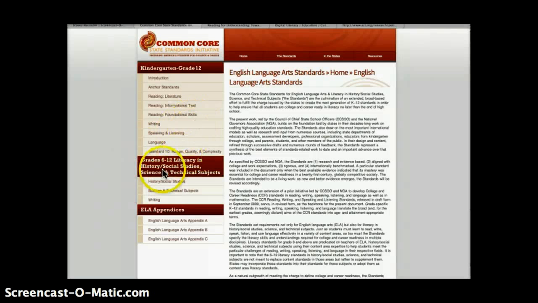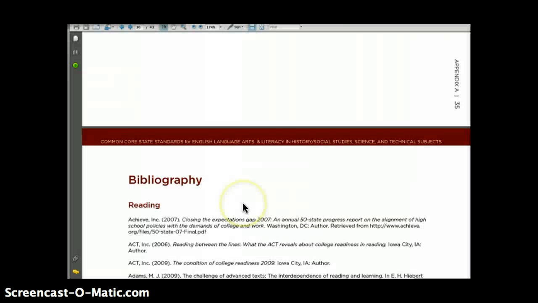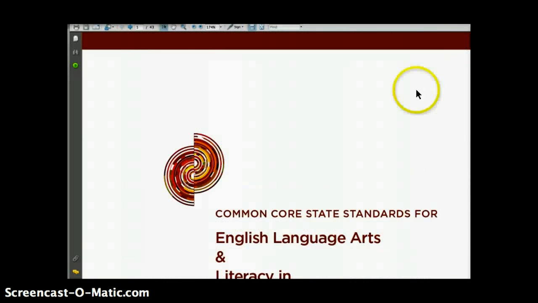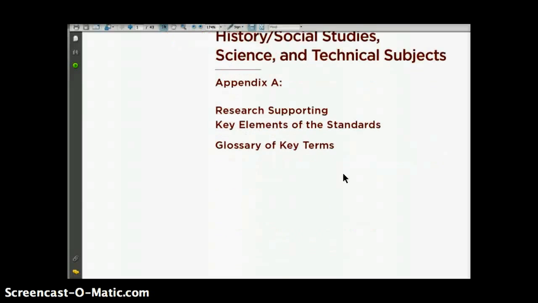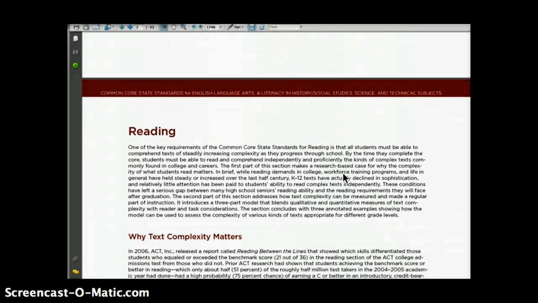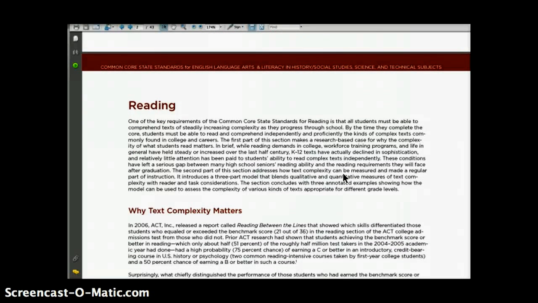Okay, below that is Appendix A, and the reason I want to show you this is because Appendix A really talks about the why, why the Common Core State Standards were developed, and why the Common Core State Standards are not just English language arts standards. They are also literacy in social studies, science, and technical subjects. So if you're interested, you can read this entire document. It's not a long document.